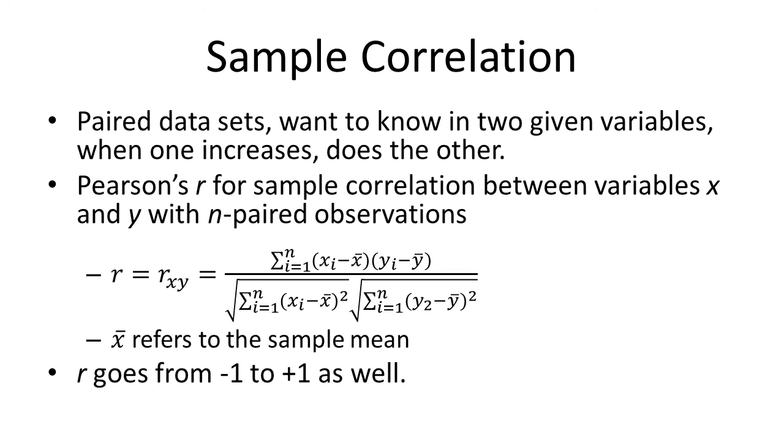So r is basically equal to this covariance divided by the standard deviations of the sample. Again, it goes from -1 to 1.